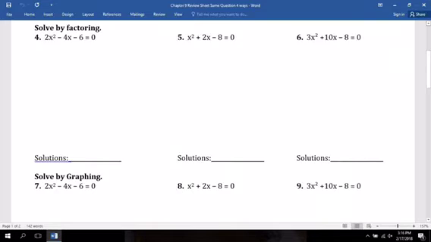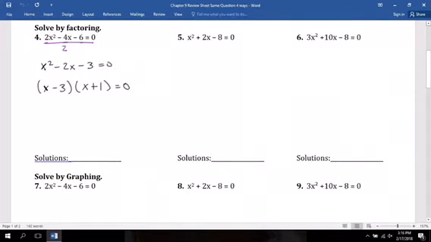For questions 4, 5, and 6, we're going to solve by factoring. Question 4, the thing you should notice first is that the terms all have a GCF of 2 in common. So if you want, you can divide the entire problem by 2 just to make it easier. In doing so, you get x squared minus 2x minus 3 equals 0. So this is going to be the quick factored form, where you're trying to find the factors of negative 3 that add up to be negative 2. Well, that's going to be x minus 3 and x plus 1. So your factors have to be a negative 3 and a positive 1.